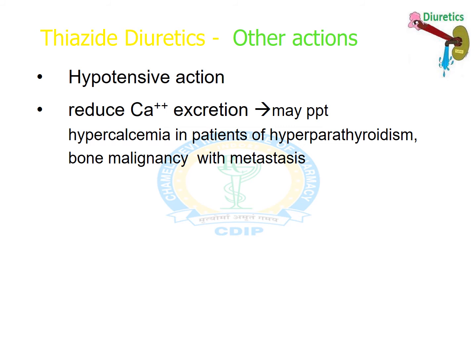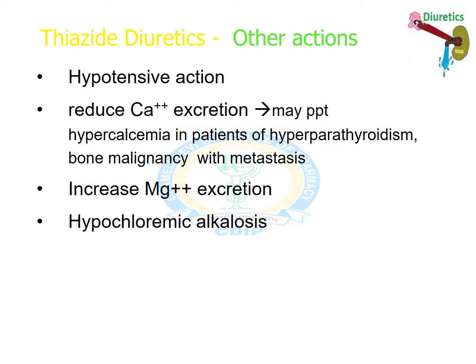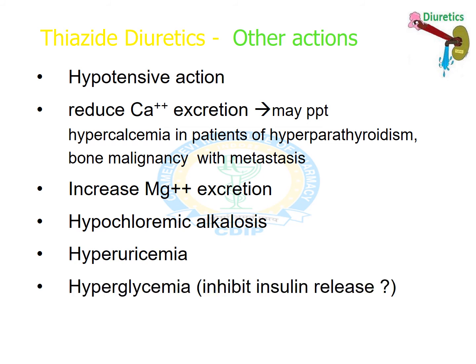They reduce calcium ion excretion and may precipitate hypercalcemia in patients with hyperparathyroidism or bone malignancy with metastasis, so care should be taken. They also increase magnesium ion excretion, and hypochloremic alkalosis occurs because of thiazide diuretics. Hyperuricemia, deposition of uric acid, and hyperglycemia. They inhibit insulin release, although the mechanism has not yet been fully understood. But they increase the sugar level in the body.